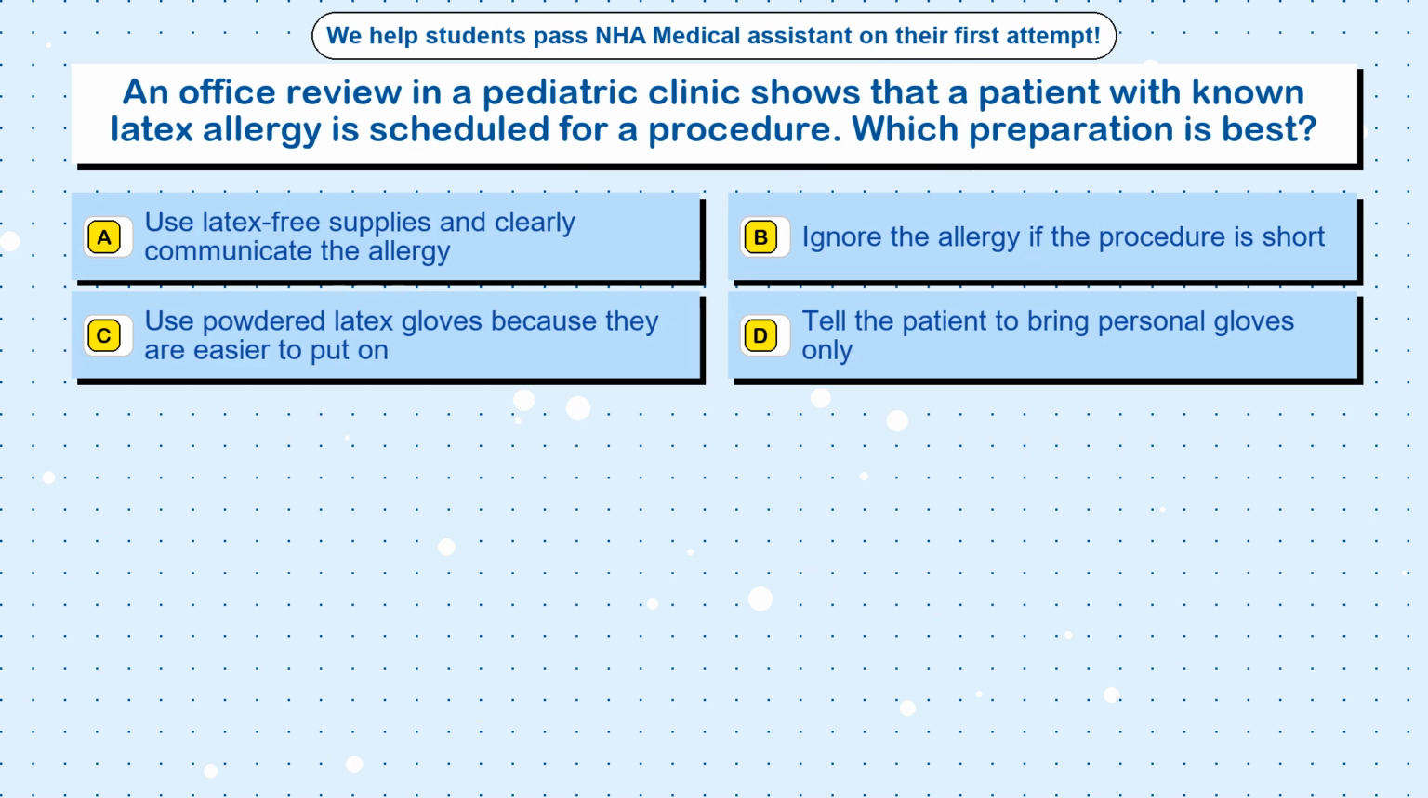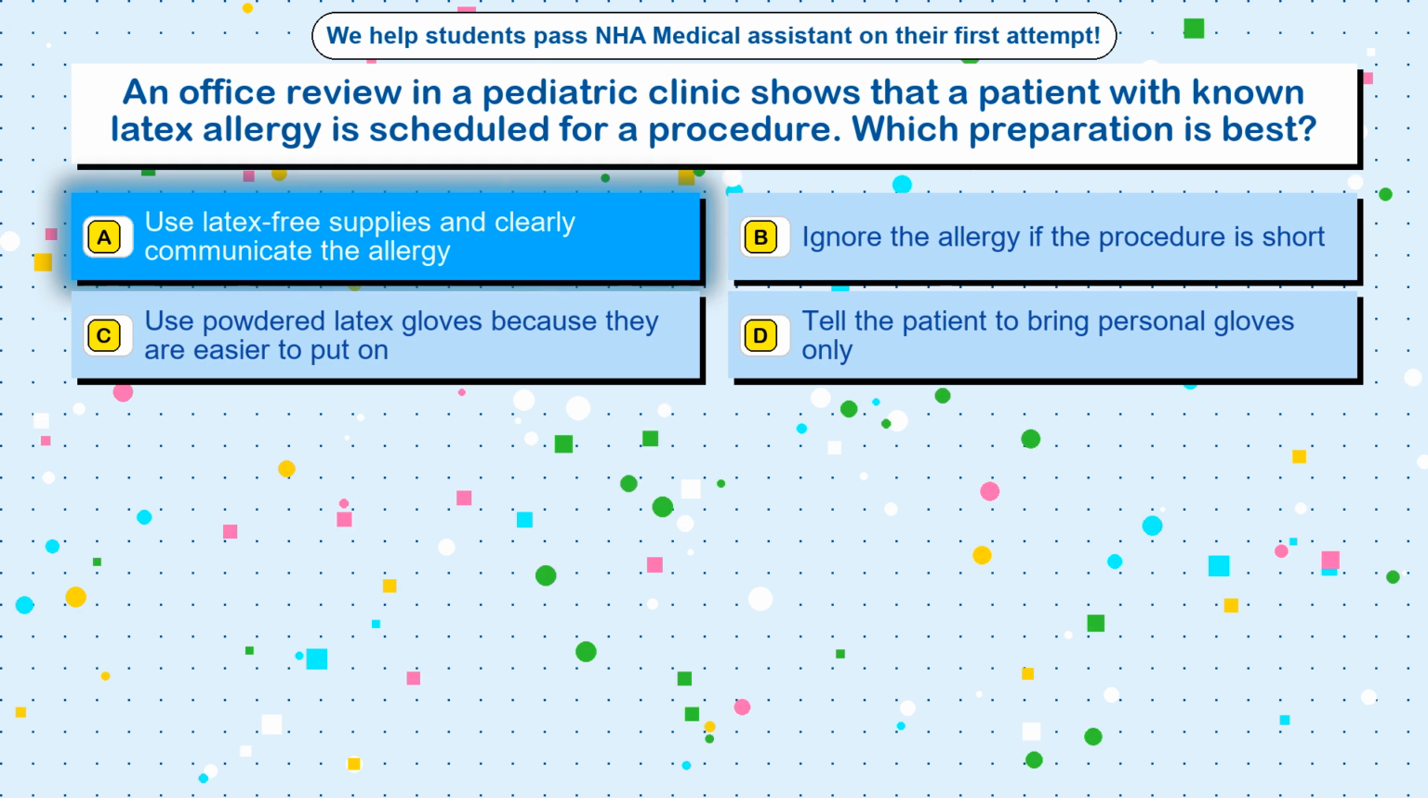Question 64. An office review in a pediatric clinic shows that a patient with known latex allergy is scheduled for a procedure. Which preparation is best? Option A. Use latex-free supplies and clearly communicate the allergy. Option B. Ignore the allergy if the procedure is short. Option C. Use powdered latex gloves because they are easier to put on. Option D. Tell the patient to bring personal gloves only. The correct answer is option A.